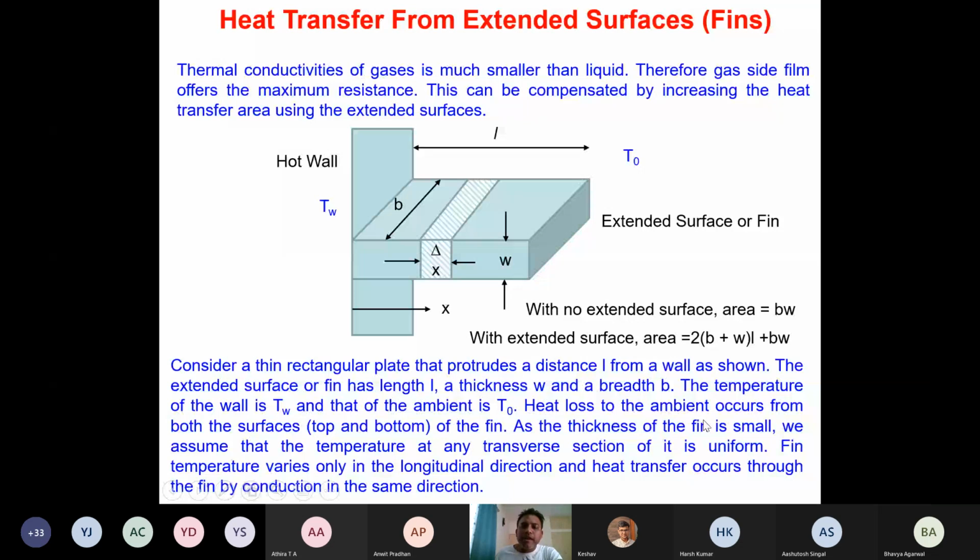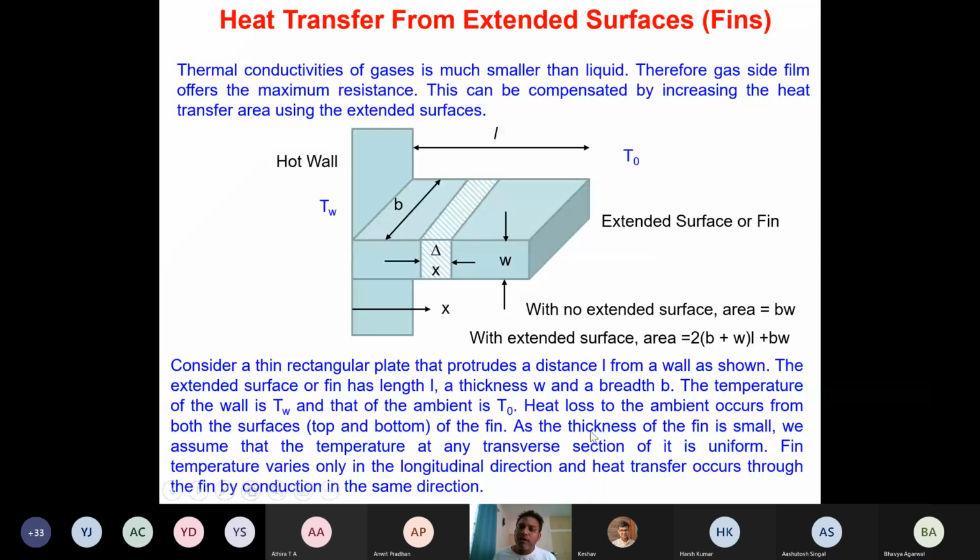So heat loss to the ambient occurs from both the surfaces. Here you can see the heat loss to the ambient can occur from this surface, and even from these edges also, 1, 2, and 3, isn't it? All three, the side faces also.